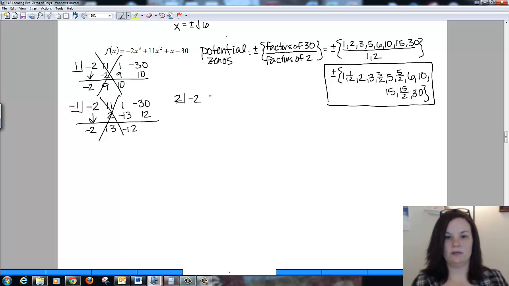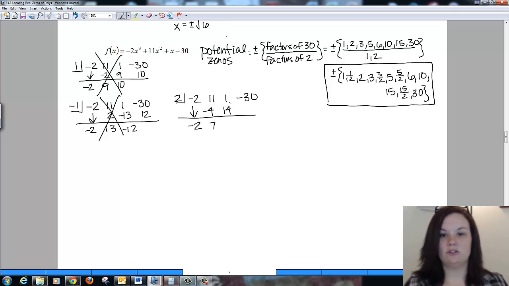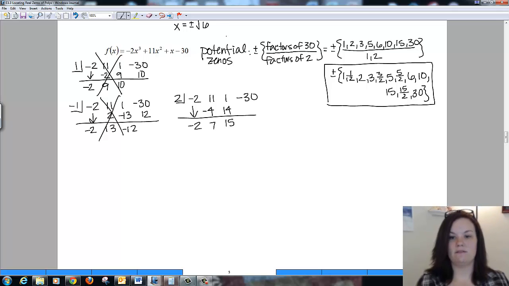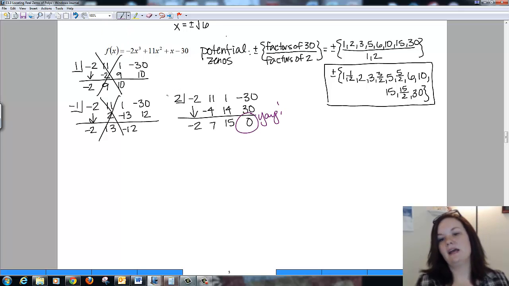When I plug 2 in, -2, 11, 1, -30. Bring my -2 down. -2 times 2 is -4. 11 minus 4 is 7. 7 times 2 is 14. Combined down I get 15. Times the 2 in my box is +30, which does give me a 0. Yay! If that gave me a 0, then +2 is one of my zeros.